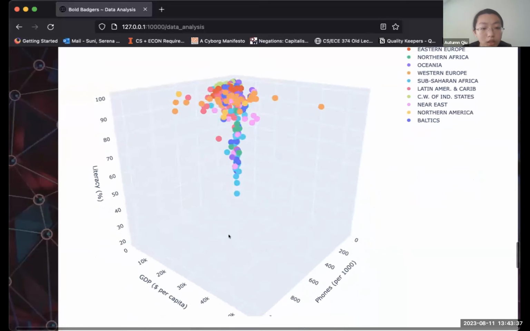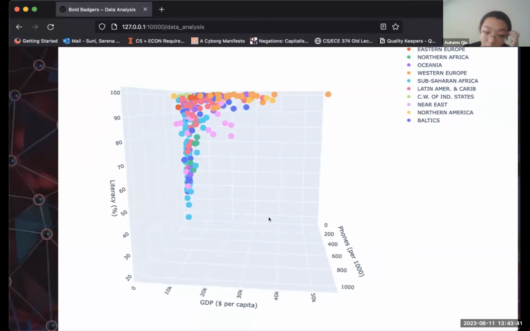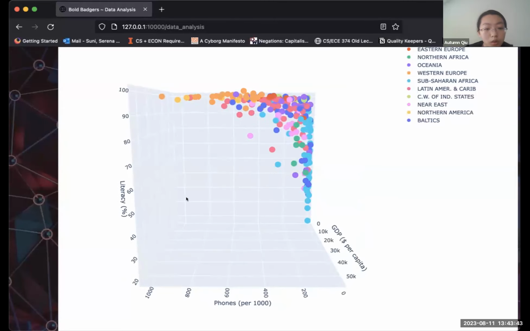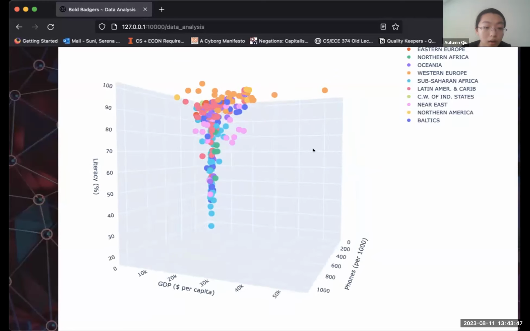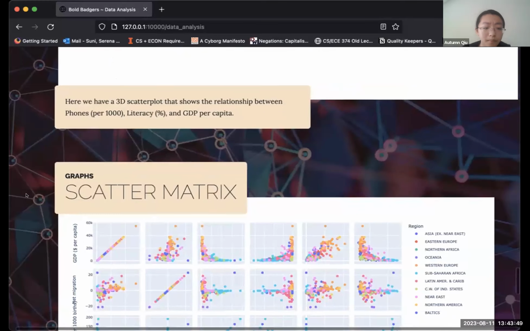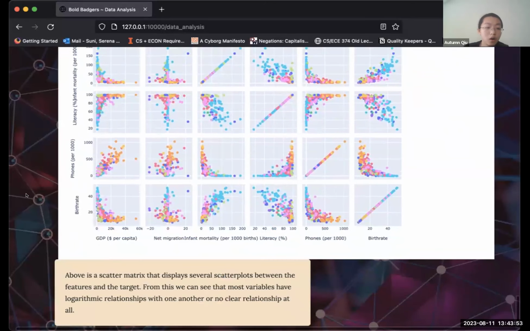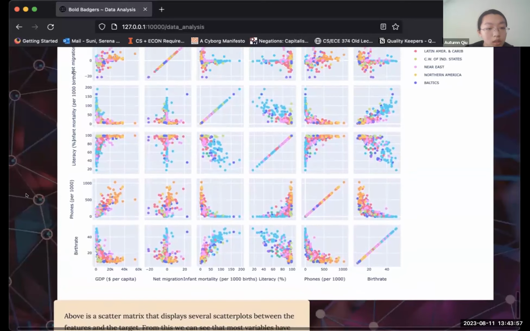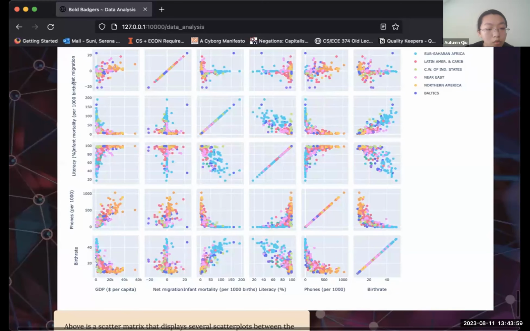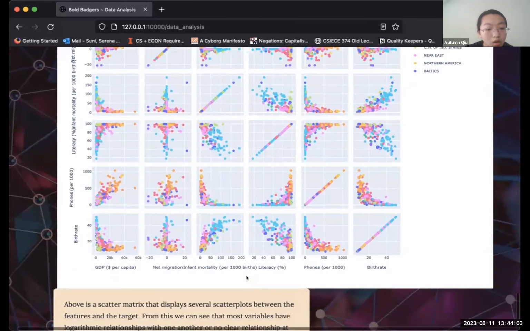We also have a 3D scatter plot between literacy percentage, GDP per capita, and phones per 1,000 people. Again, all our data is pretty logarithmic. And this is a scatter matrix of our different variables. We can see that most of them have logarithmic relationships or no correlation at all.